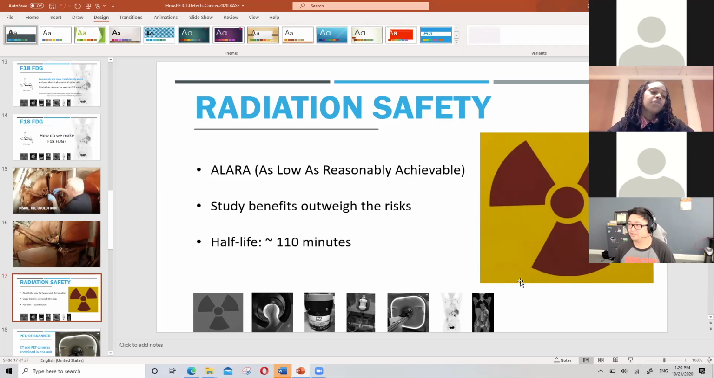The half-life of F18 FDG is about 110 minutes, so it's a quick-acting radioisotope. It lasts long enough so that we can image well in the body, but not so long as with other therapeutic doses that it stays in the body for days on end. So pretty much 12 hours after you've had an injection of F18 FDG, it'll be out of your system and it'll be undetectable.